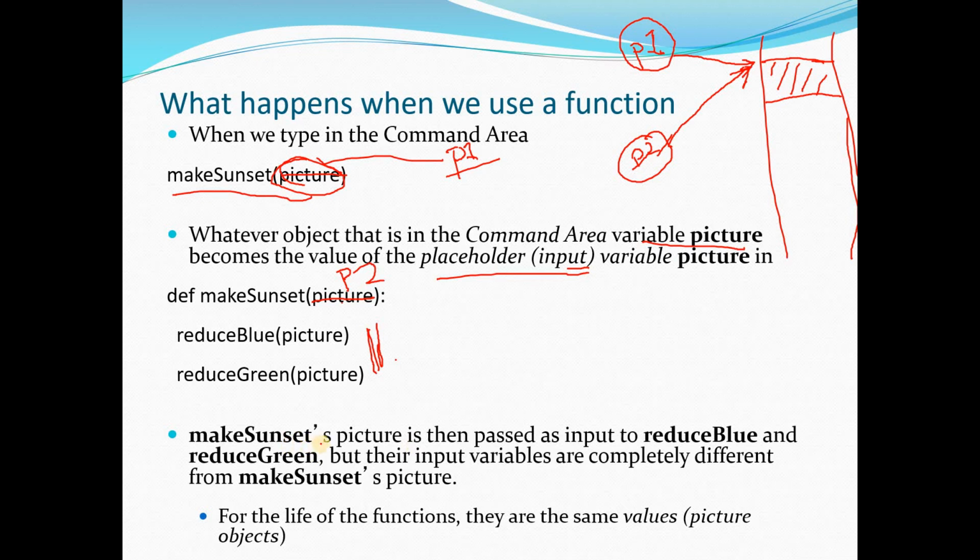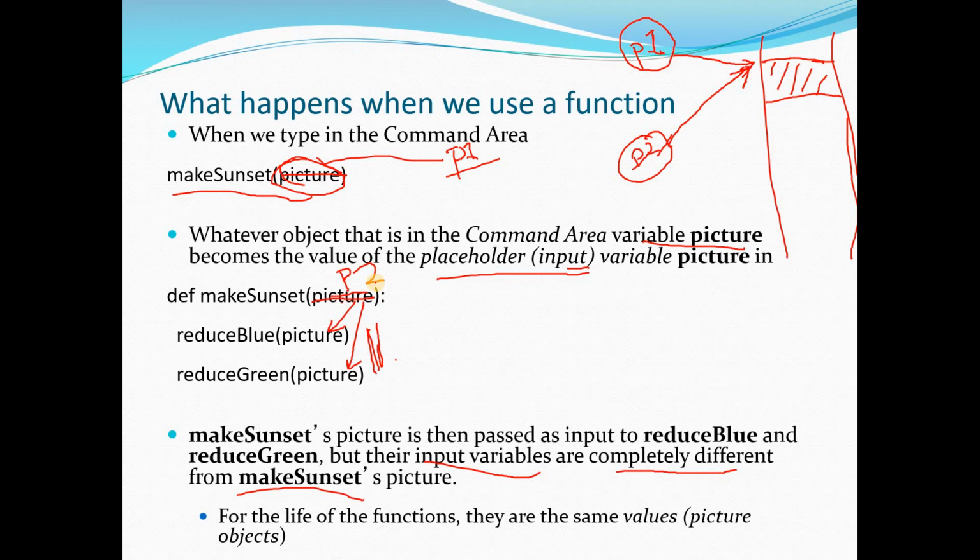So when you pass a picture to make sunset, it is passed as input to reduce blue. So you pass a picture to make sunset, it will pass this picture to reduce blue and reduce green. And they will store their input variables as completely different from the make sunset picture variable. So they can store it with a different name. For example, they store it with P3 and P4. So P3, P4, P2, they are different variables, but the important point is they represent the same picture object, the same data.